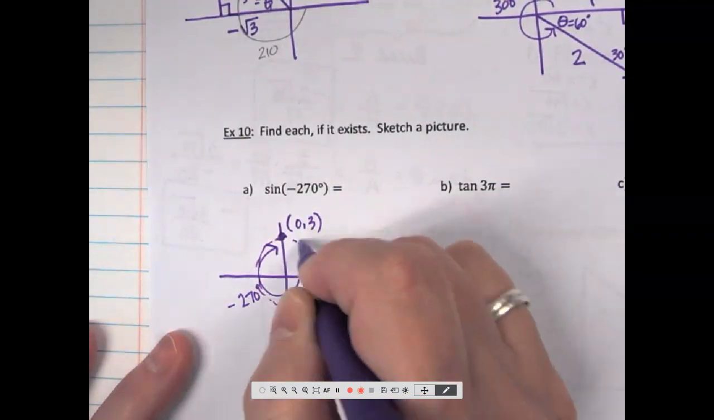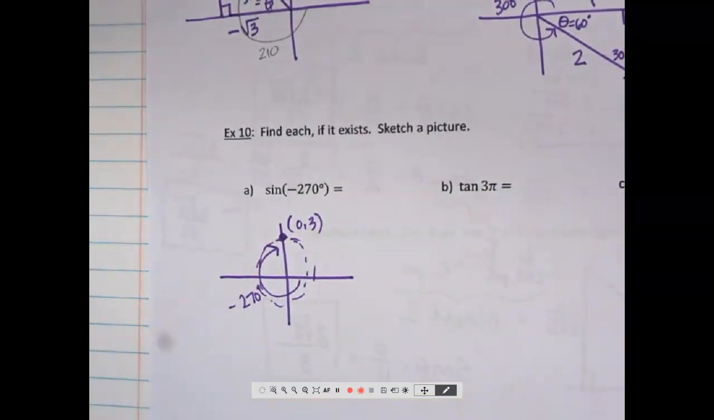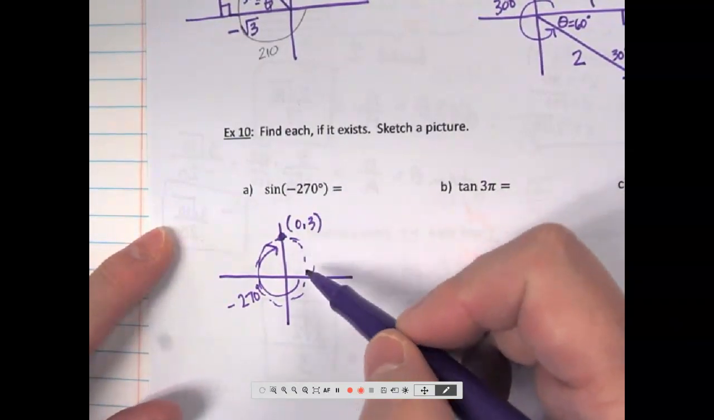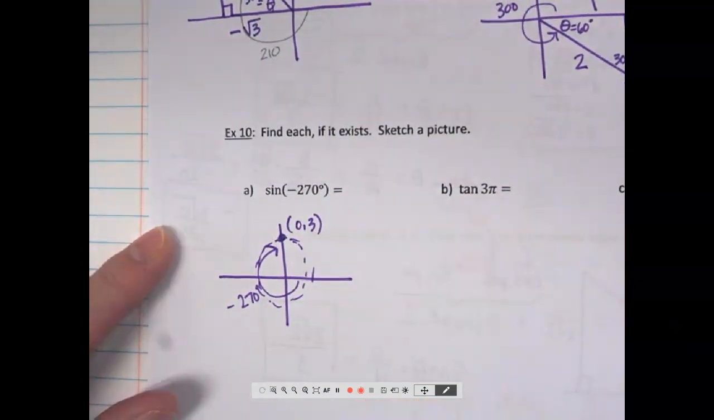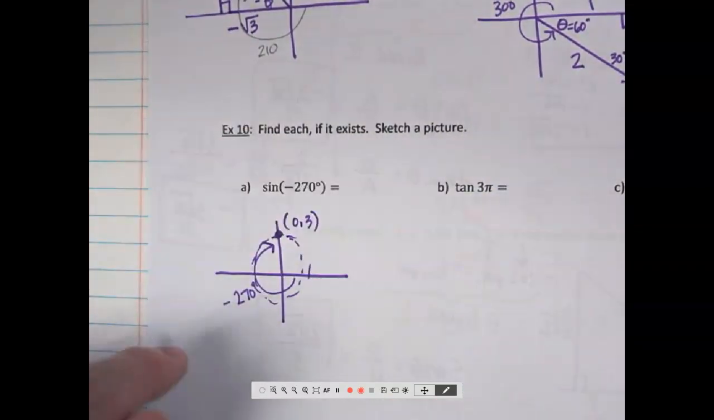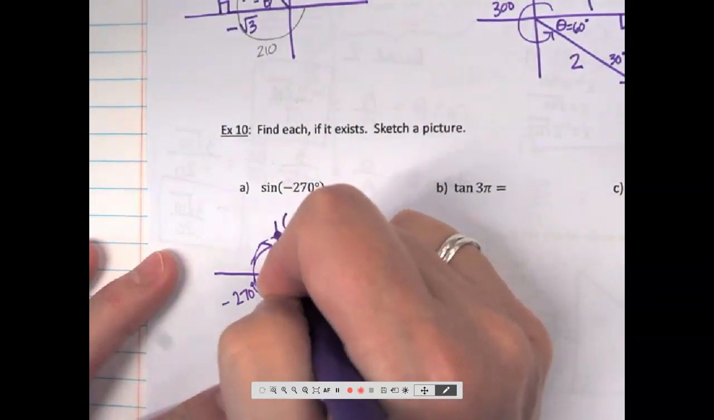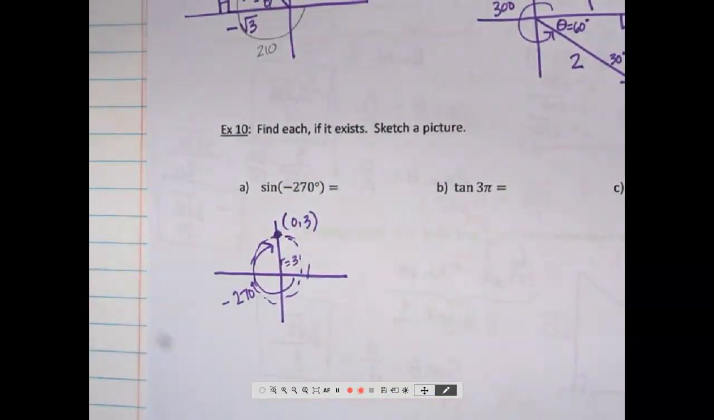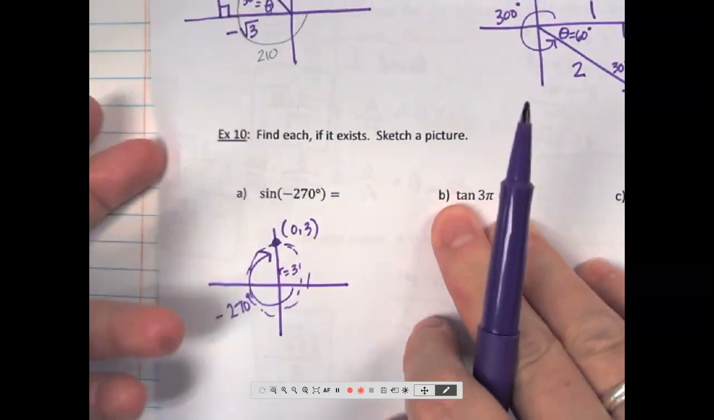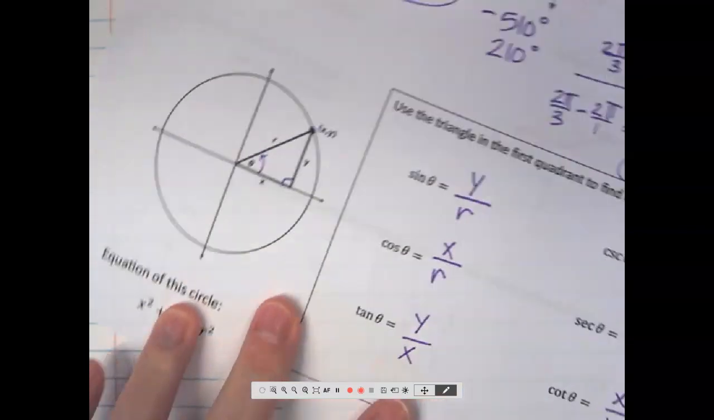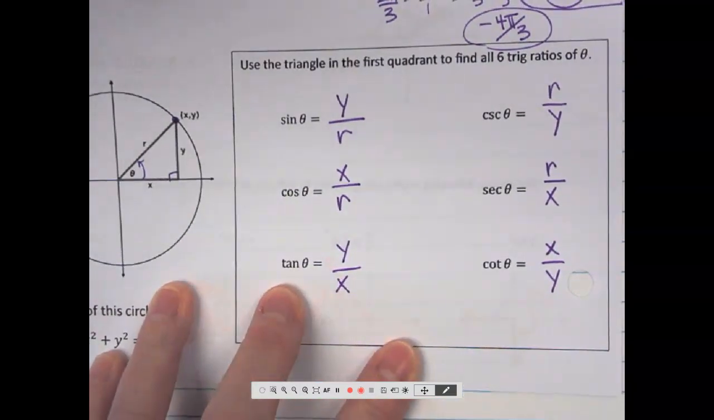If I made a circle through that point, what would the radius be? How far is that point from the origin? 3. Now, if you chose the ordered pair 0, 5, what would your radius be? 5. If I used 0, 1, my radius would be 1. Okay, so I'm going to have r equals 3. Since I don't have opposite, adjacent, and hypotenuse, guess what I have to use? x, y, and r. That's what I have to rely on.